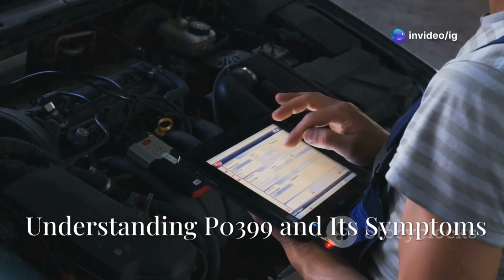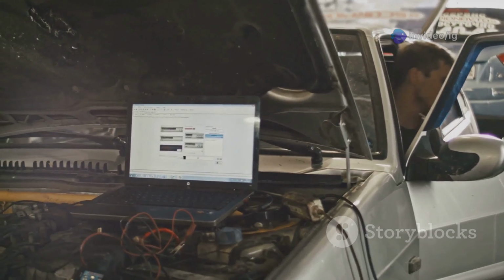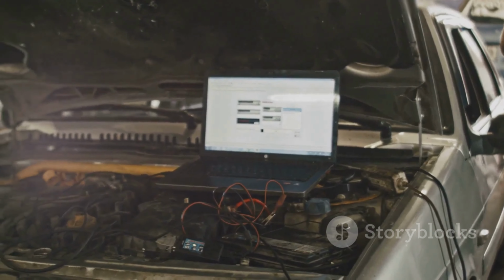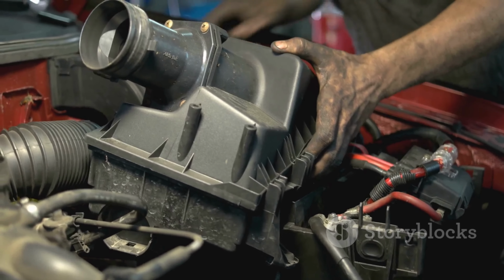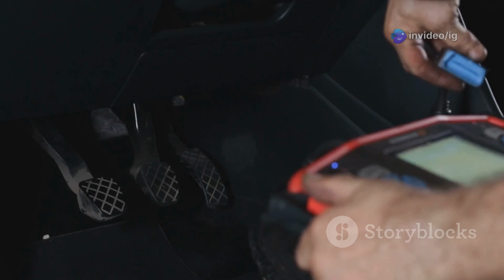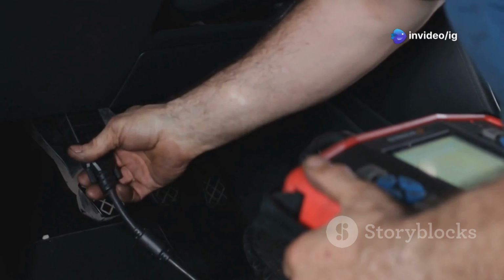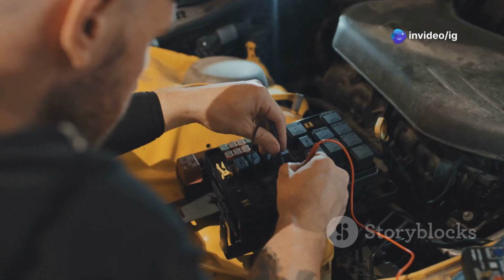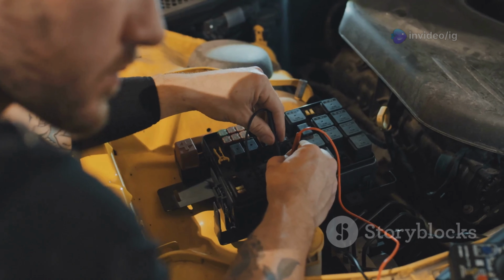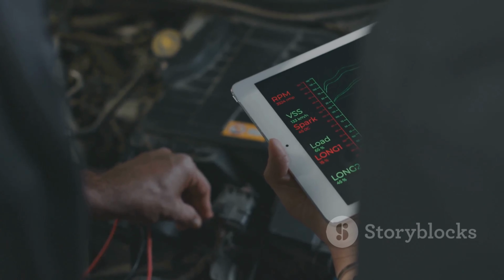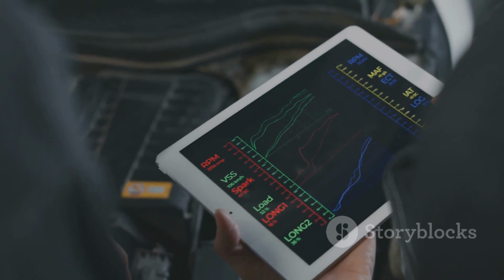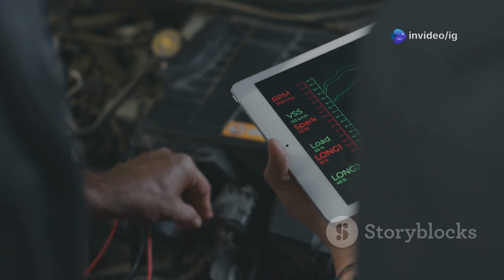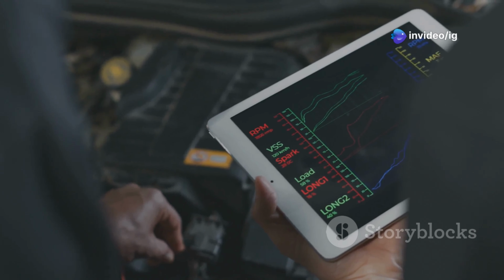The P0399 code stands for Camshaft Position Sensor B circuit intermittent, bank 2. The Camshaft Position Sensor, CMP, is responsible for monitoring the position of the camshaft and sending signals to the ECU, engine control unit. This helps in precise fuel injection timing and ignition control. When the ECU detects an intermittent signal from Camshaft Position Sensor B on bank 2, it triggers the P0399 code, which can cause performance issues.